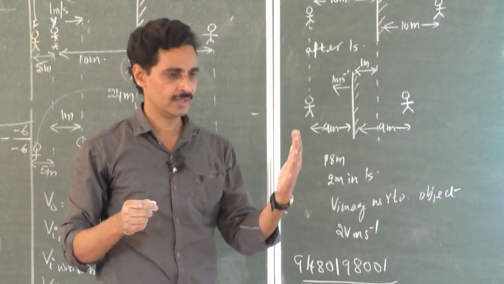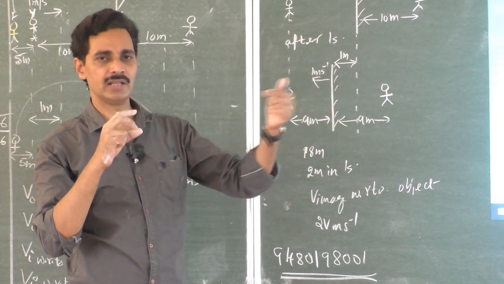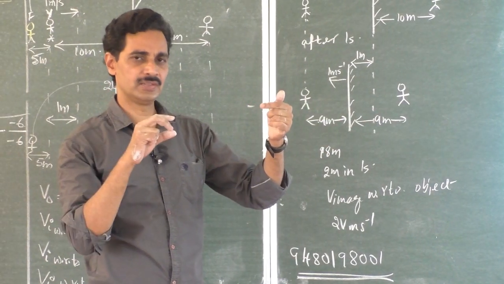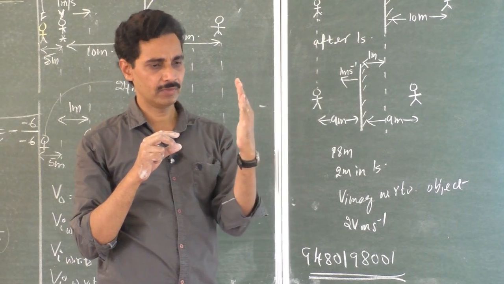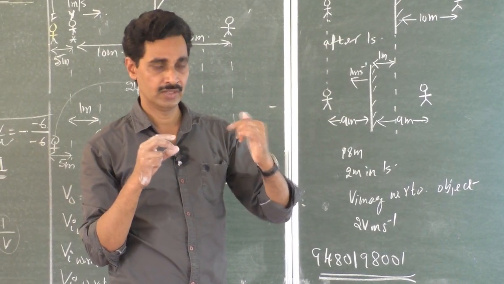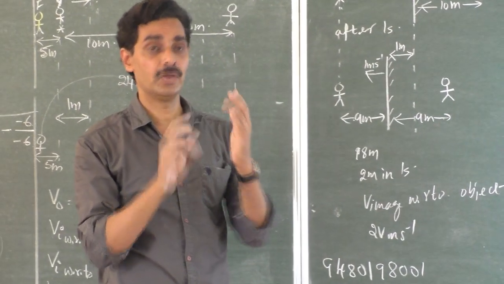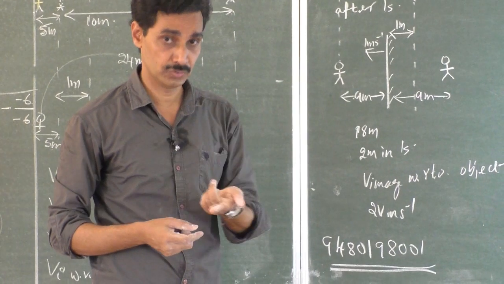So the situation is, when you are running towards the mirror, your image appears to be running with 2v, if your speed is v. When the mirror is running towards you and you are stationary, your image appears to be running with velocity 2v. Now you are running with v, and the mirror is also running towards you with v. What is the velocity of the image with respect to you?